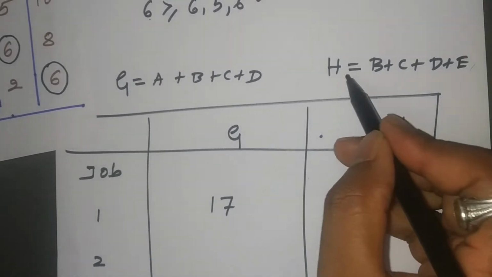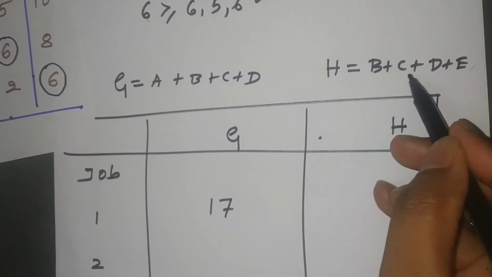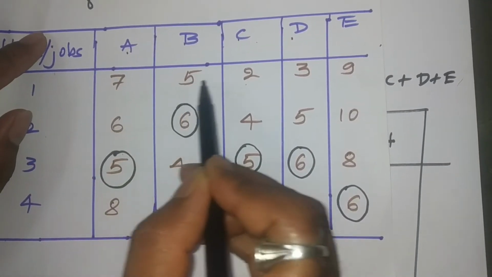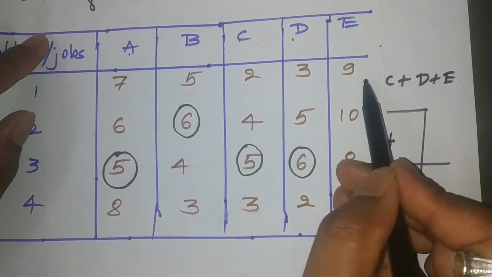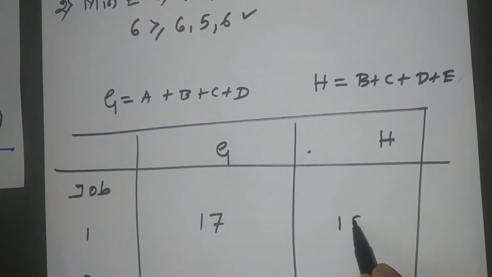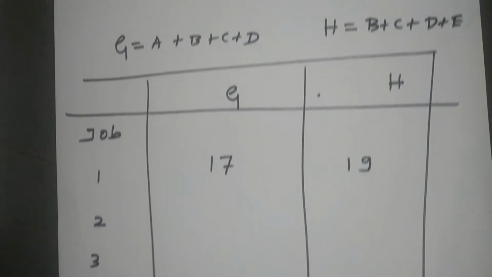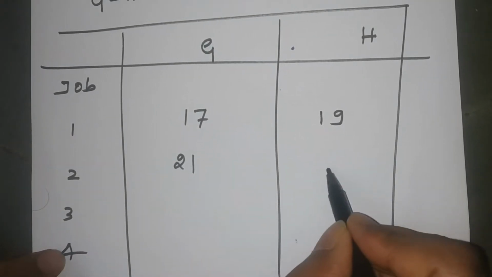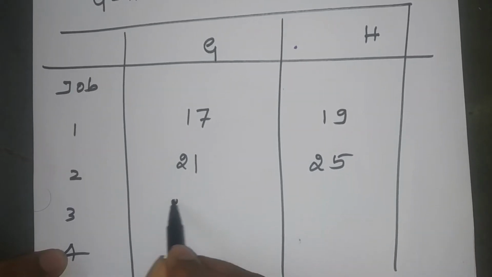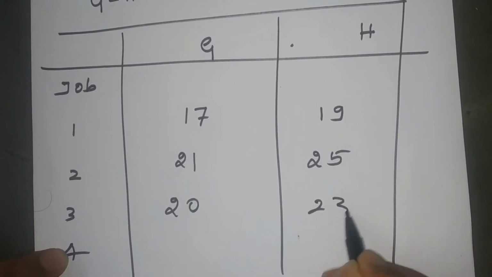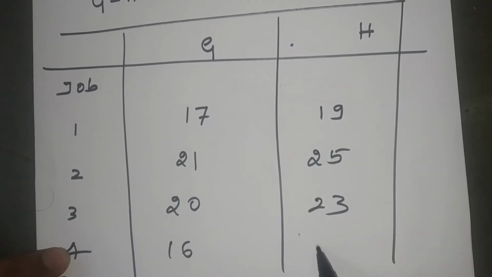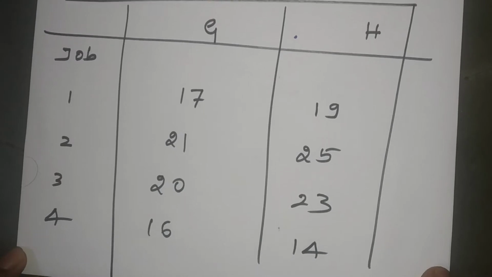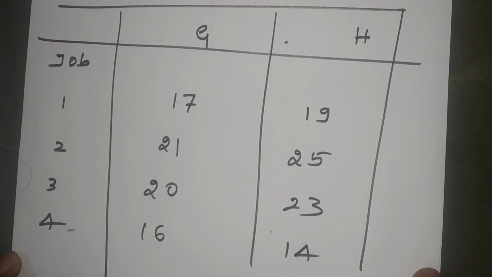Next, H is equal to what? H is nothing but B plus C plus D plus E. Means I have to add, leaving the first one, 5 plus 2 plus 3 plus 9. If I add this, I'll get my timing as 19. So I'll quickly fill in the remaining timings now: 21, 25, 20, 23, 16 and 14. So I have converted 5 machines into 2 machines.